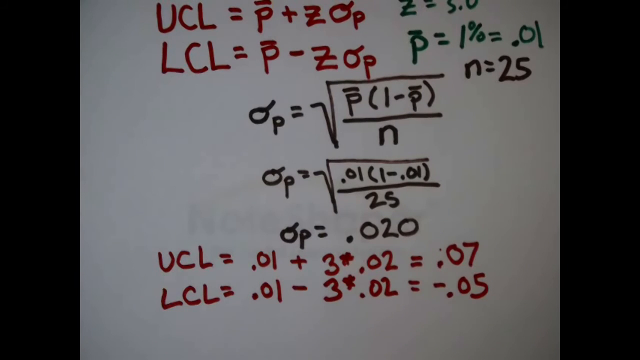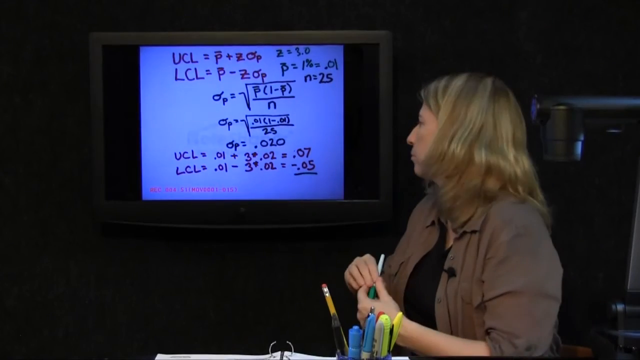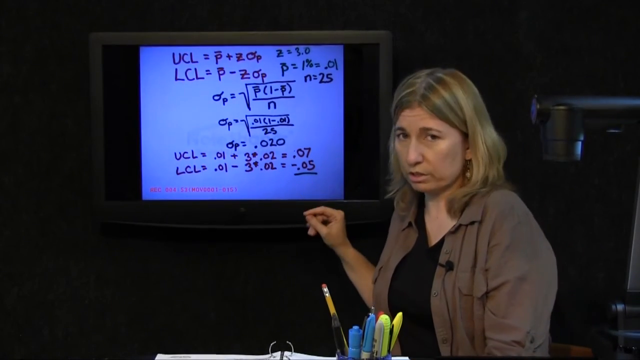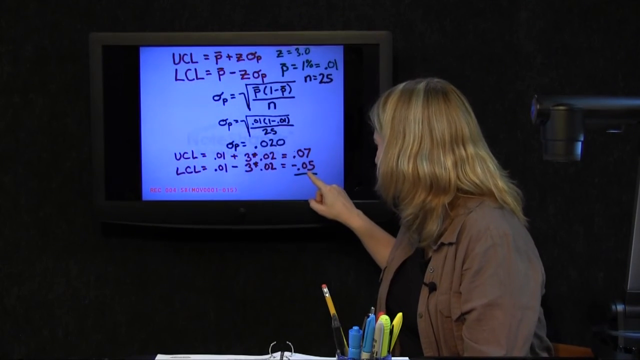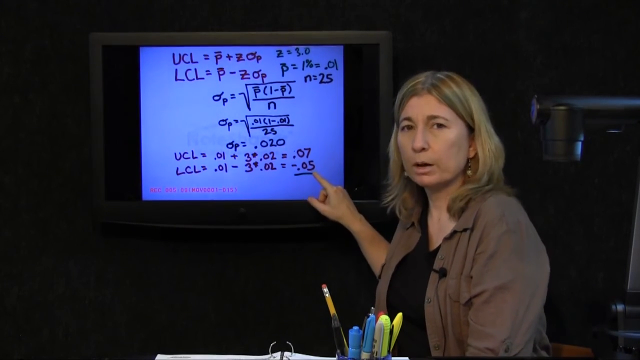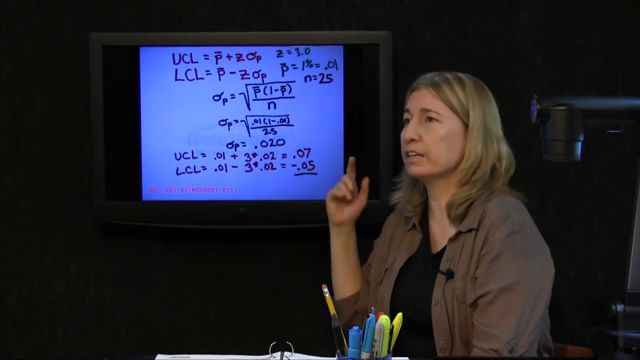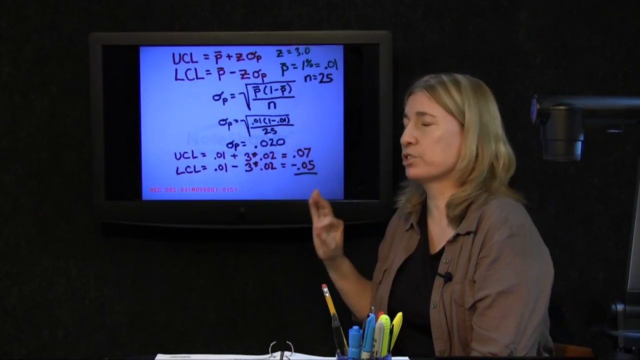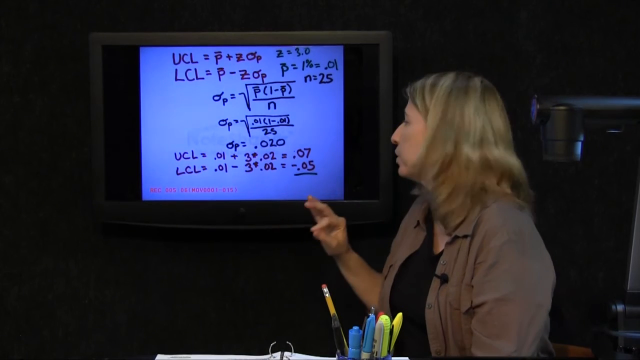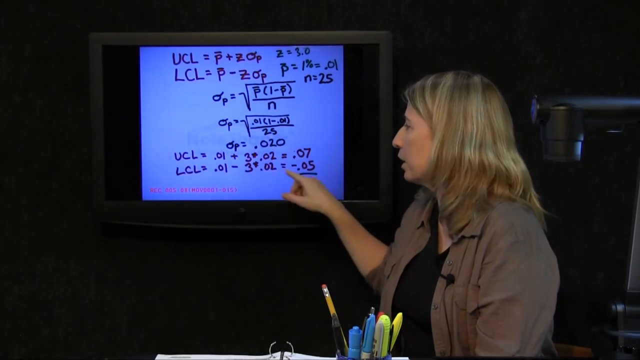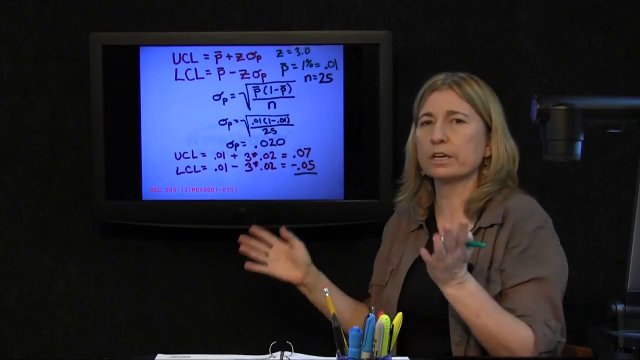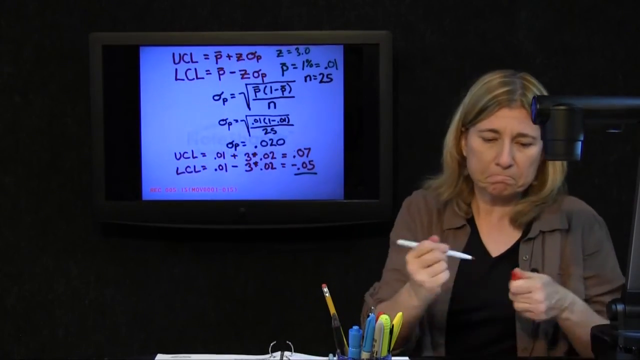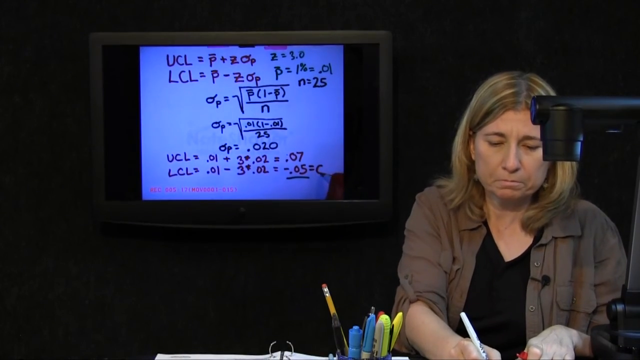In this particular case right here, we have to be careful. With P-charts and with their lower control limits, you have to be careful. There is no such thing as a negative proportion. I mean, that's the actual result of the formula, negative 0.05. There's no such thing as a negative proportion. Therefore, when you're calculating a lower control limit and you get a negative number for a P-chart, you reset it to 0.